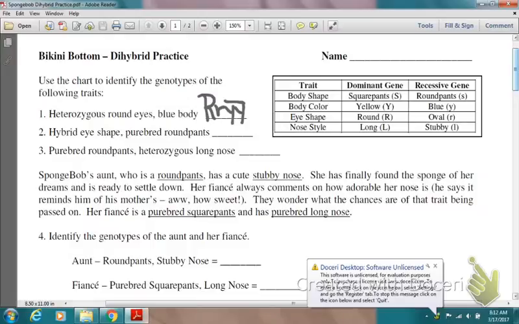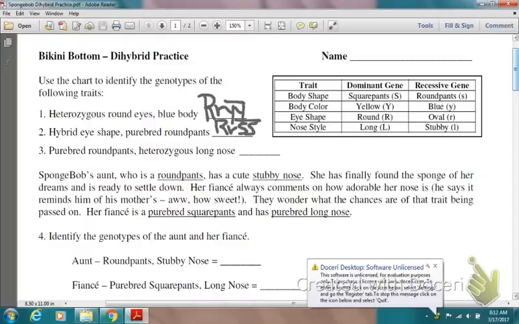Okay? Now, if you have a hybrid eye shape, for our eye shape we are still using the R's. So if it is hybrid, what does that mean? It's heterozygous. They're different. It's a mixed genotype. So you've got the big R, little r again. All right, but then we're talking about round pants, their body shape. So what would that genotype be? Little s, little s. Okay? So make sure that on those y's and s's you're putting your line up above it, so that you're signifying that it's small.